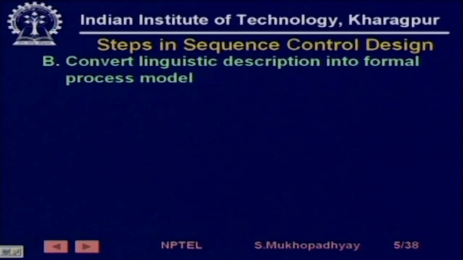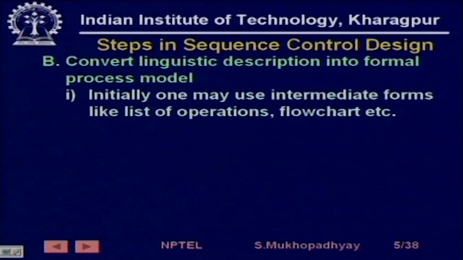So, having done that, the next step is to convert. Generally, these things are captured manually and using a linguistic description, something like English statements. So you talk to customers, talk to engineers on the field and get their requirements. But this is very dangerous to use for program development. So we have to convert this linguistic description into formal process models.